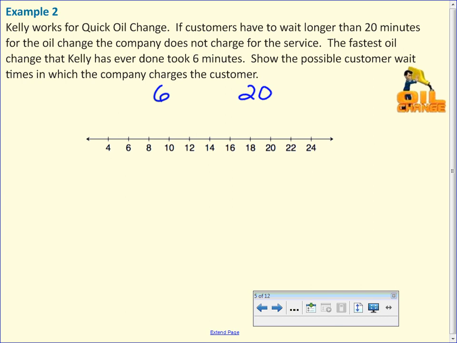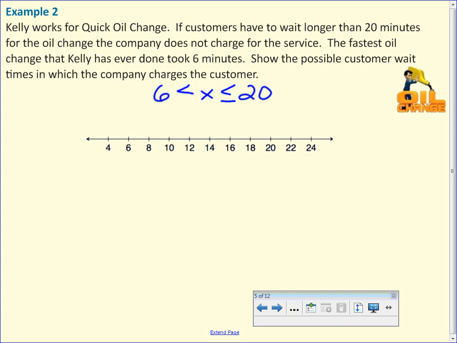So your exact time we'll put as an X. So X, you're going to wait more than 6 minutes, but you're also going to wait less than 20 minutes. Now, should one of those also have an equal sign? It says if customers have to wait longer than 20. So can it equal 20? You have to wait longer than 20. So can you wait 20?